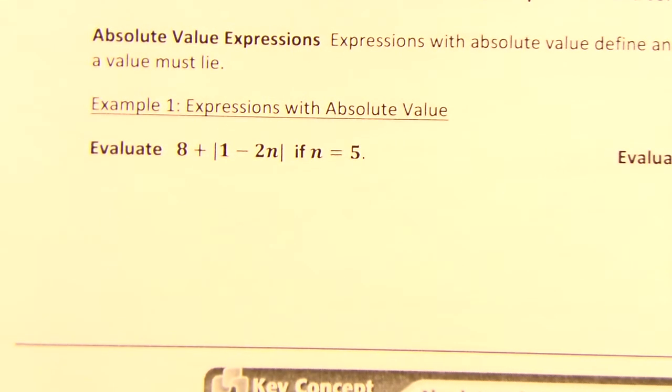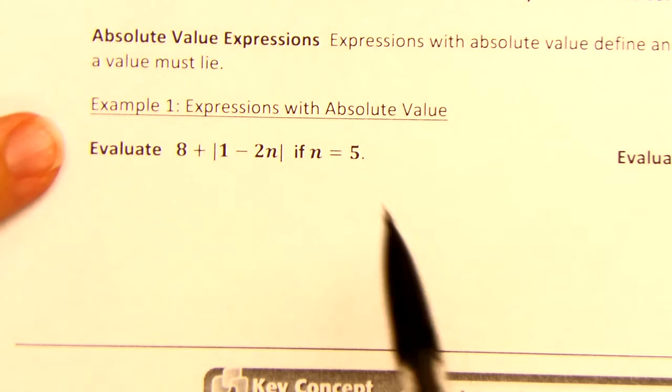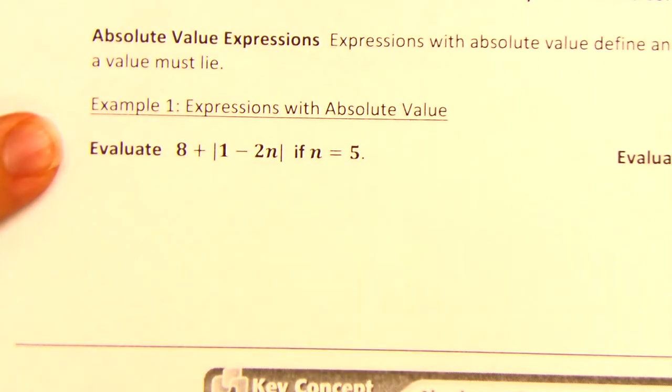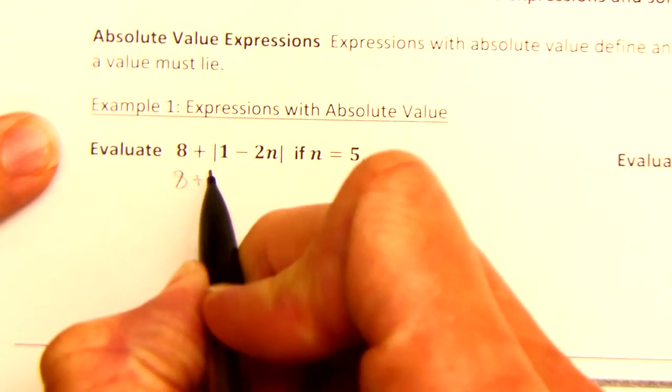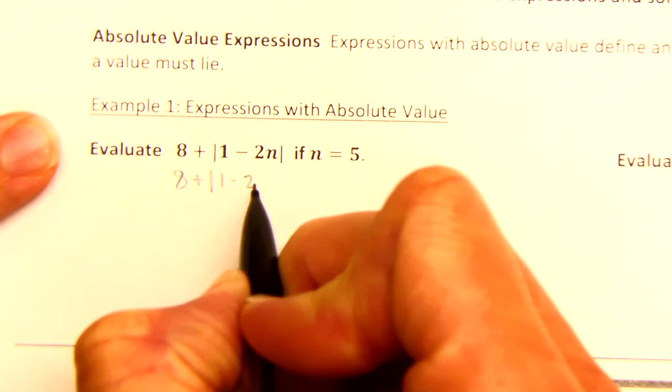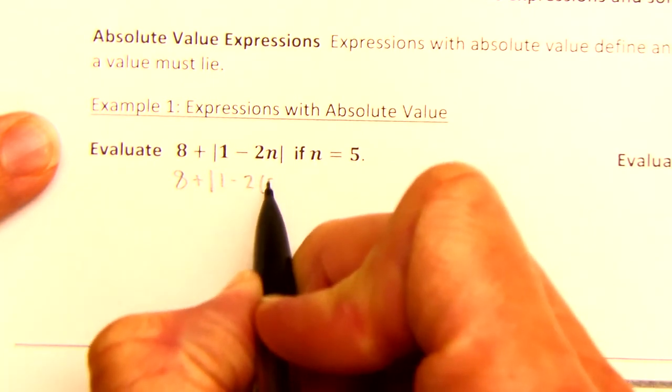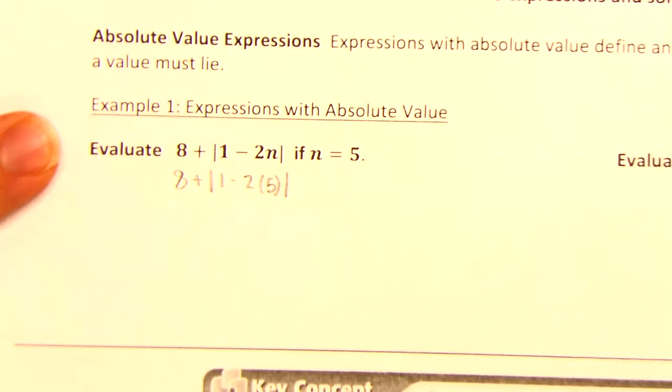Okay, so the first type of problems you will see are just evaluation problems. In this one, they're going to give you a value for n. You're going to plug it in and simplify. When you simplify with the absolute values, you just have to remember that you treat them like parentheses, which means you're going to simplify everything inside of the absolute value and then take the absolute value of it, which is always going to be the positive value.